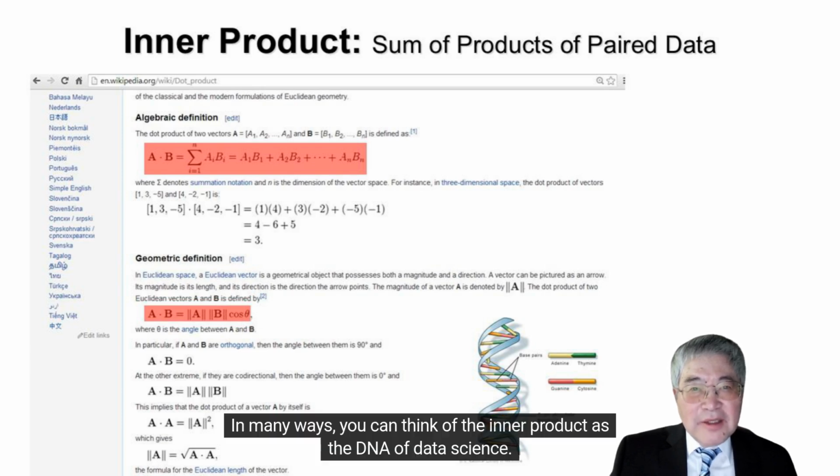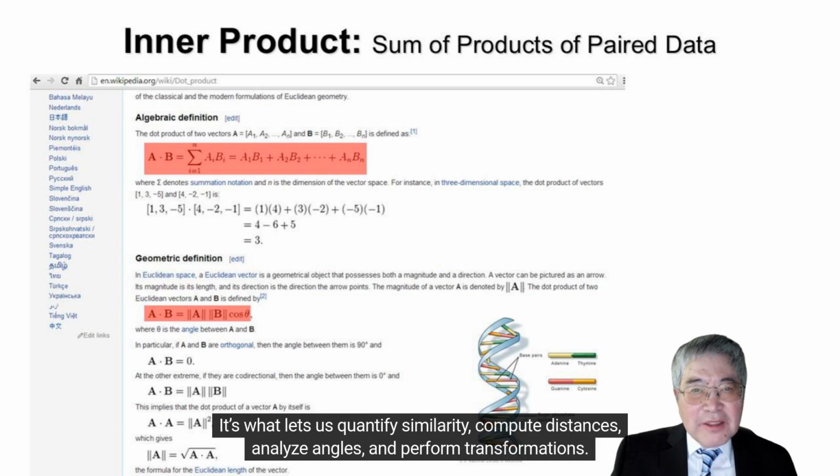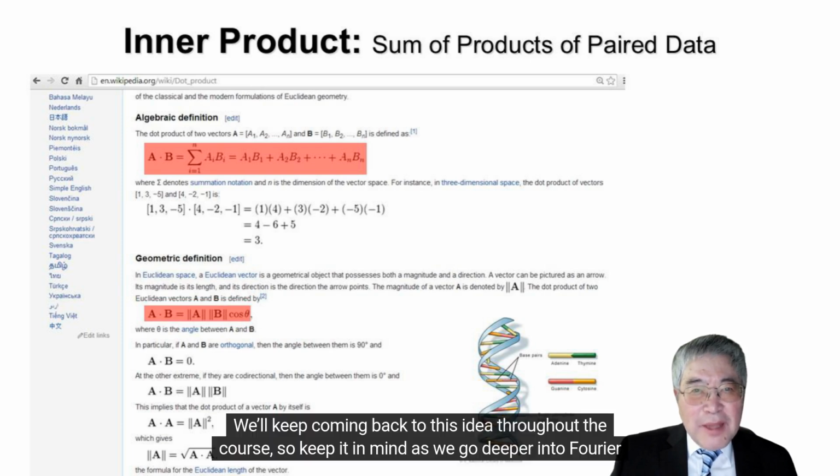In many ways, you can think of the inner product as the DNA of data science. It's what lets us quantify similarity, compute distances, analyze angles, and perform transformations. We'll keep coming back to this idea throughout the course, so keep it in mind as we go deeper into Fourier theory.